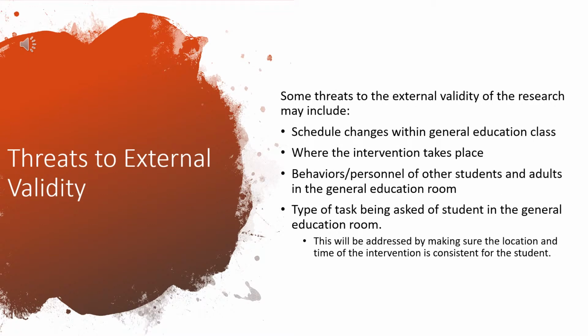The threats to external validity are mentioned also on the right: schedule changes within the gen ed class where the intervention takes place, behaviors or personnel of other students and adults in the general education classroom, because we know that all affects how each student reacts, and the type of task being asked of the student in the general education classroom. So is it writing, is it math, is it science or social studies, or is it playtime? That kind of stuff has an effect on students as well.